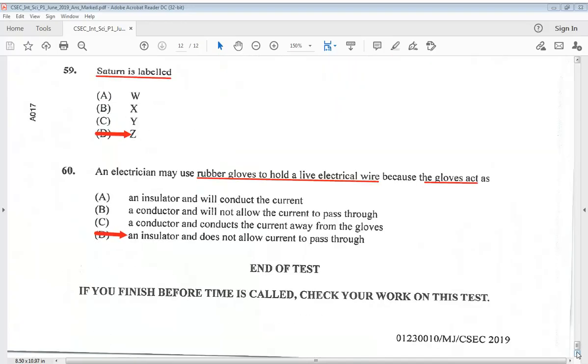60, your final question. An electrician may use rubber gloves to hold a live electrical wire because the gloves act as A, an insulator and will conduct the current, B, a conductor and will not allow the current to pass through, C, a conductor and conducts the current away from the gloves, D, an insulator and does not allow current to pass through. So the answer would be D.